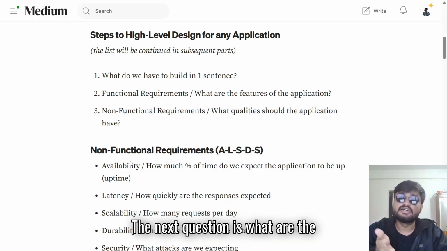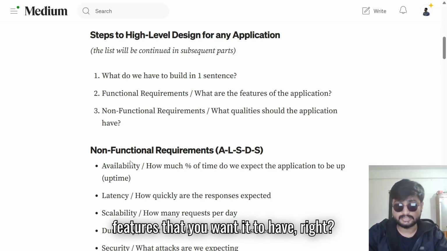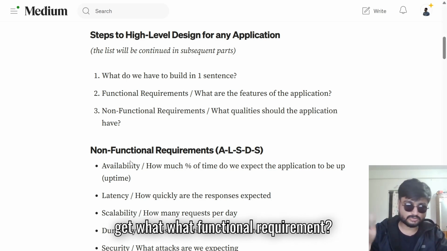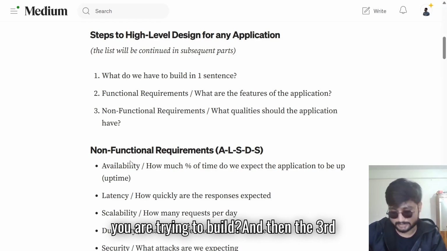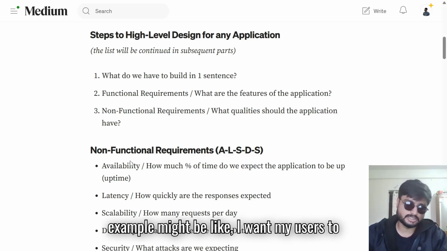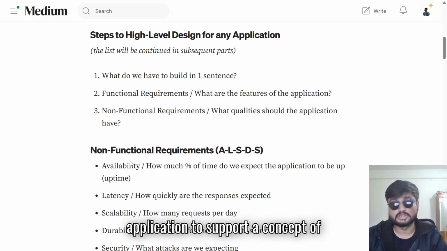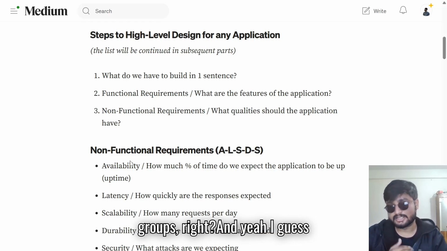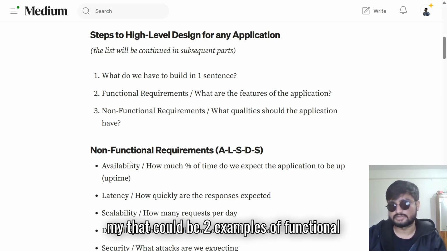The next question is, what are the features of this application? What are the features that you want it to have? The functional requirements. Functional requirements basically mean what are the features of the system that you are trying to build. And then the third question arises. So for example, for functional requirement, a good example might be, I want my users to send messages to each other. I want my application to support a concept of groups. And I guess that could be two examples of functional requirements.